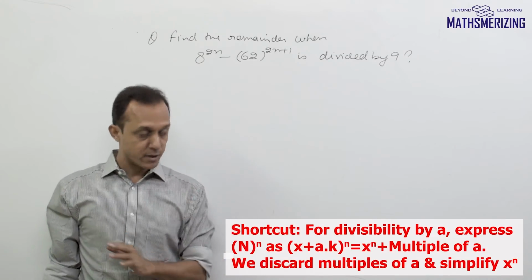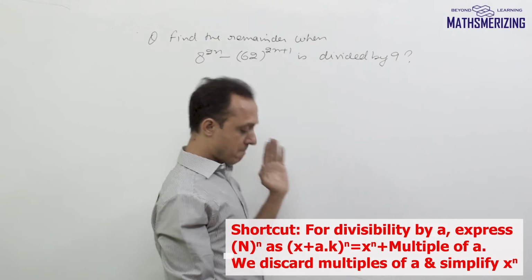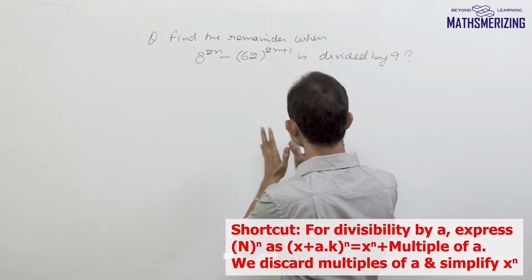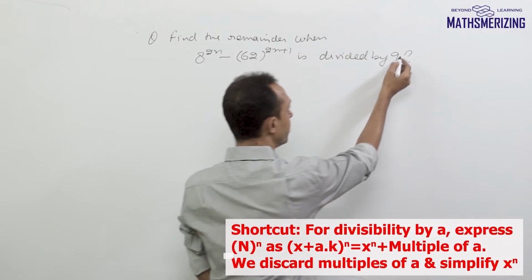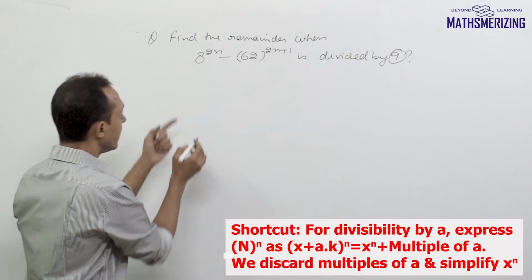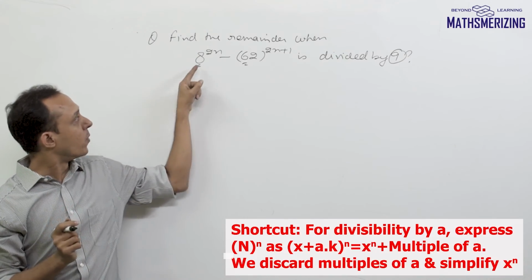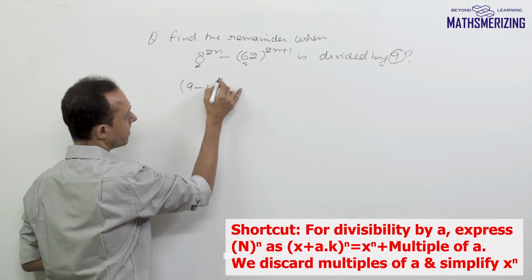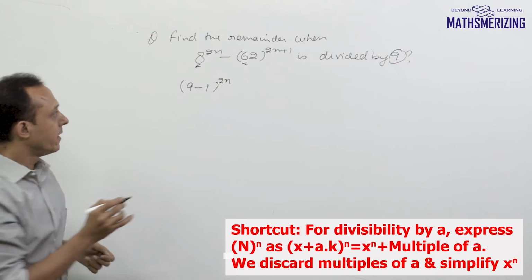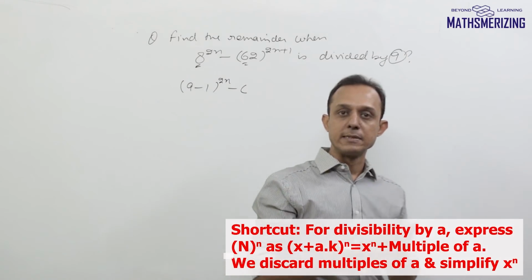Now let us take up another question, which is find the remainder when 8 to the power 2n minus 62 to the power 2n plus 1 is divided by 9. Now I have to check divisibility by 9. So what I need to do is express these numbers as some multiple of 9. So I can simply write 8 as 9 minus 1 to the power 2n and then minus. Now a multiple of 9 which is close to 62 is 63.